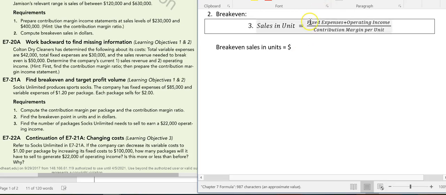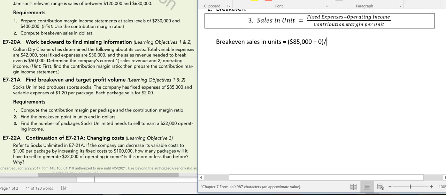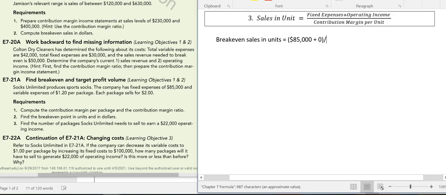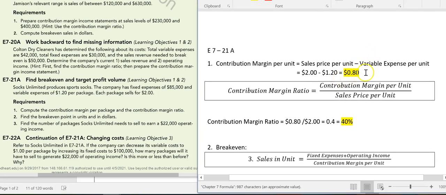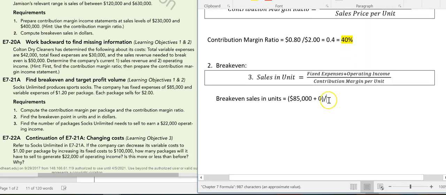So our fixed expense, I'm plugging fixed expense, which is $85,000. At break-even, our operating income is 0, so I'm plugging 0. This is our top part or the numerator over contribution margin per unit. Can anyone remember what was your contribution margin per unit? Yes, you should remember that, or you can check it. I guess it's 80 cents. We got it here, so I am gonna divide it by 80 cents.